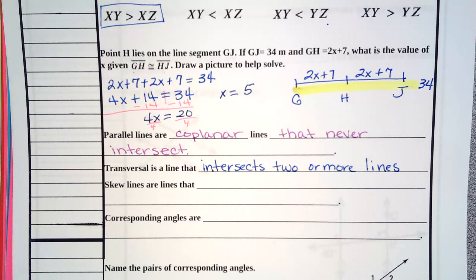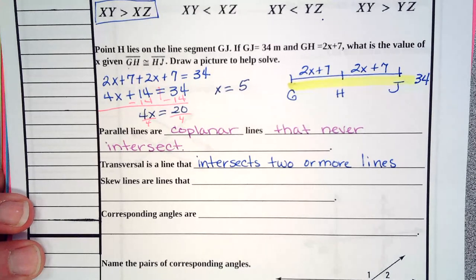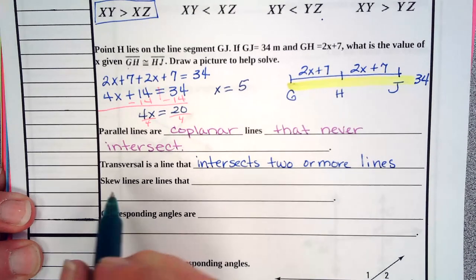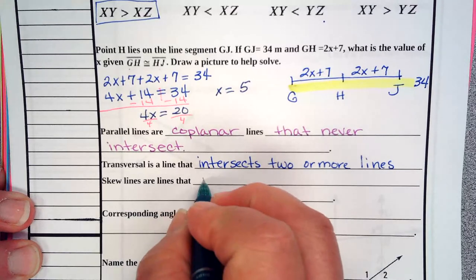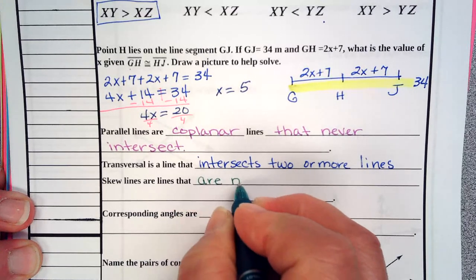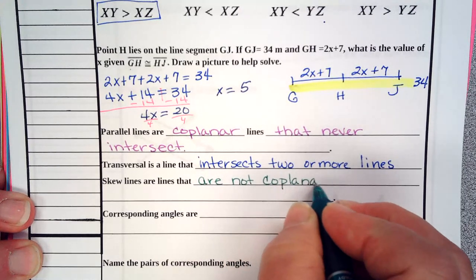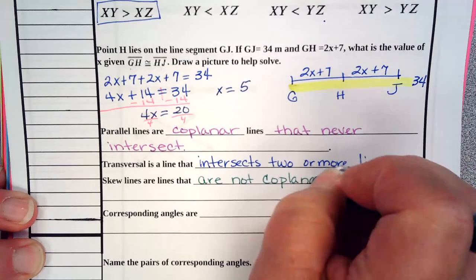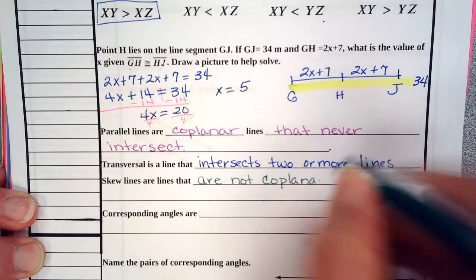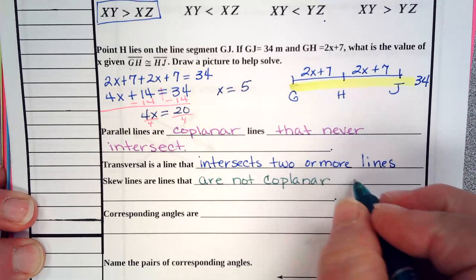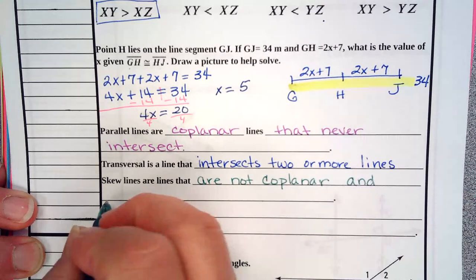And finally, skew lines are lines that, well, they're not parallel, but they don't intersect either. So if they're not parallel and they don't intersect, what else do we have to put in this? Lines that are not coplanar and never intersect.